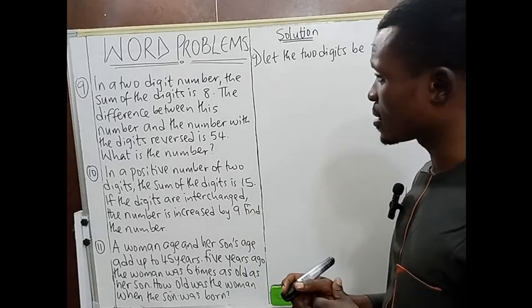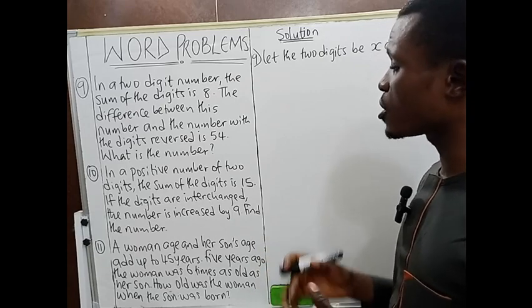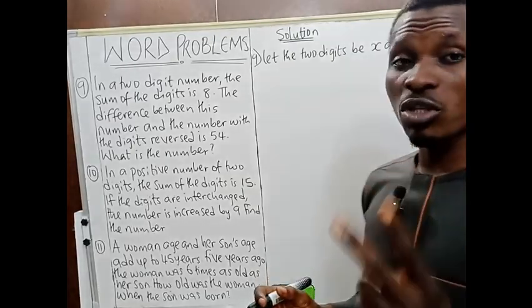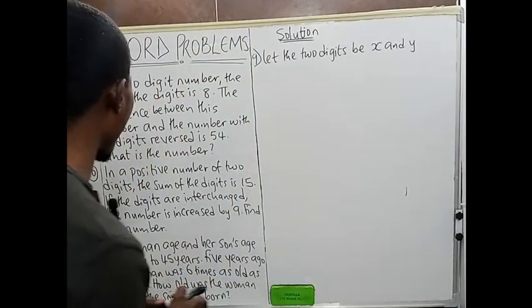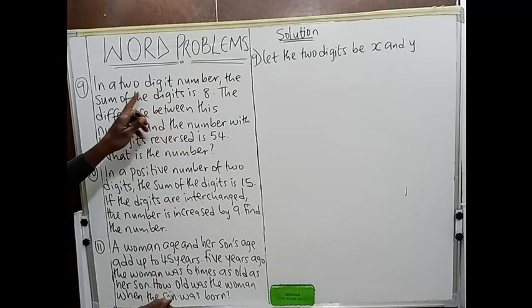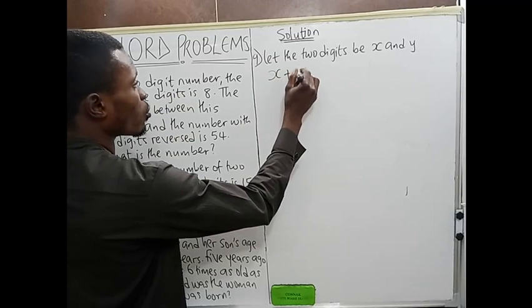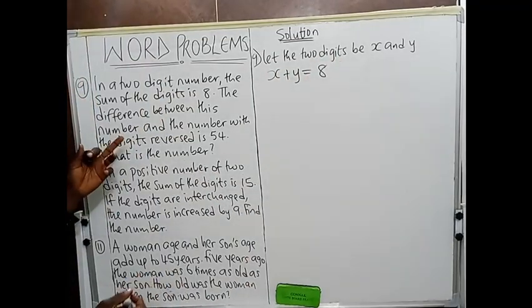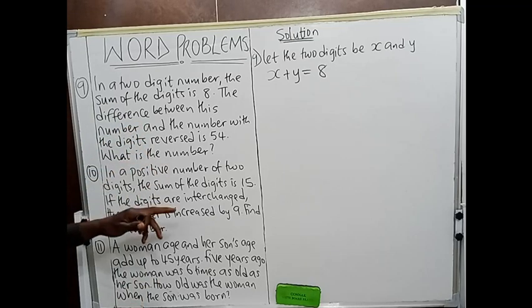Okay, now for the next set of questions, for question 9, it says, in a two-digit number, the sum of the digits is 8. The difference between this number and the number with the digits reversed is 54. What is the number? Now we say the number is a two-digit number, right? So we let the two digits be what? X and Y. Okay, the first statement says the sum of the digits is 8, meaning x plus y equals 8.